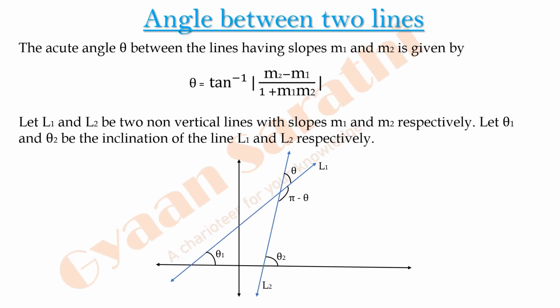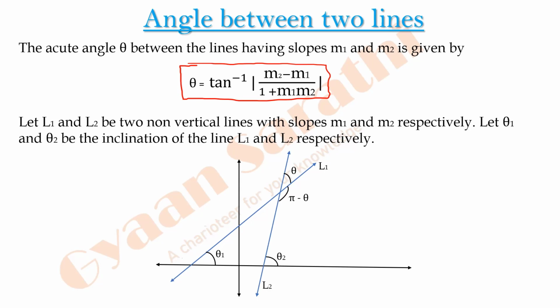Moving ahead, now we are talking about angle between two lines. So the acute angle theta between two lines having slopes m1 and m2 is given by theta is tan inverse of modulus of m2 minus m1 upon 1 plus m1 m2. Okay, so let us understand how we get this formula or this result, that is, theta is tan inverse modulus of m2 minus m1 upon 1 plus m1 m2.